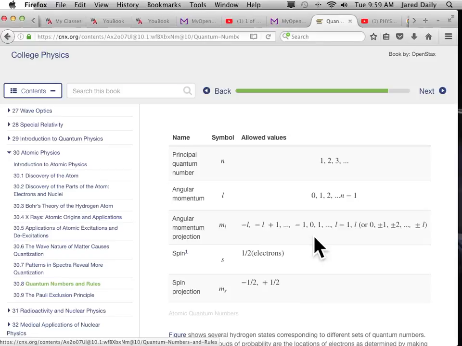Now, not all particles exhibit these characteristics. For example, some particles do not have an intrinsic spin to them, but some do. But not all particles have spin 1/2. Not all of them have s equals 1/2. But electrons are always 1/2. Neutrons have a different one. I think they're just 3 halves.